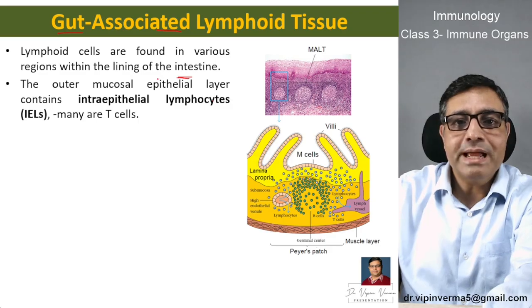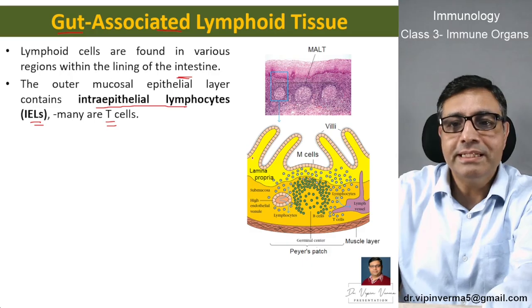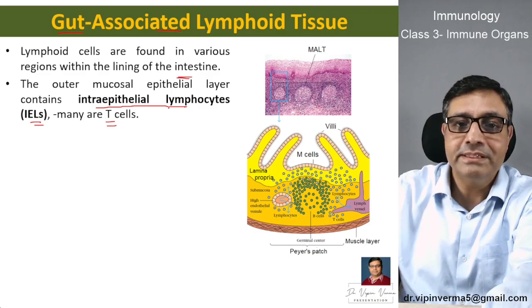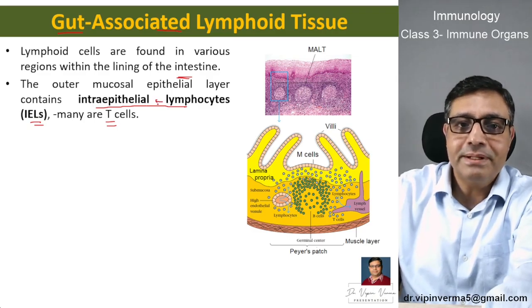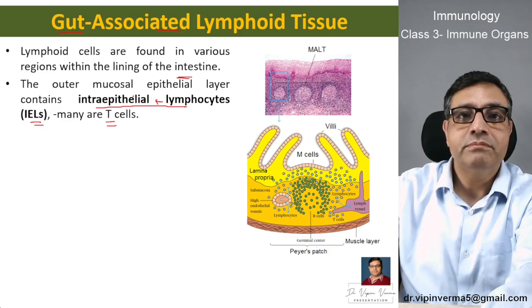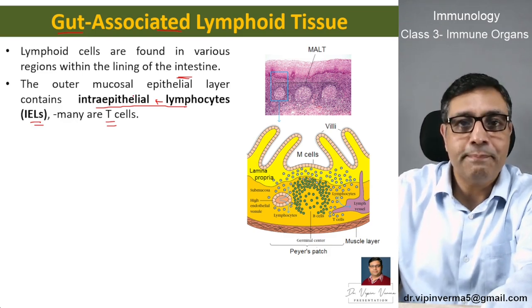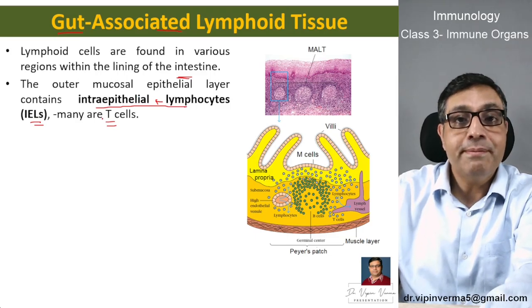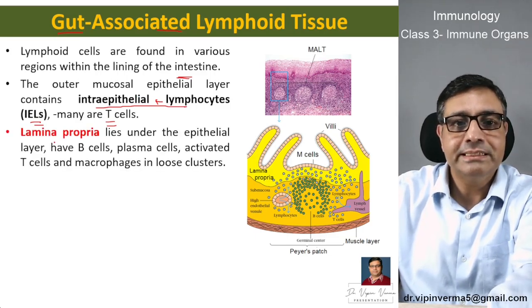The outer mucosal epithelial layer contains intraepithelial lymphocytes, and many of them are T cells. If you see the mucosal epithelial layer, this layer is the mucosal epithelial layer. And here you will find intraepithelial lymphocytes. The name itself says it: lymphocytes which are present inside the epithelium. So we call them intraepithelial lymphocytes, and many of them are T cells.